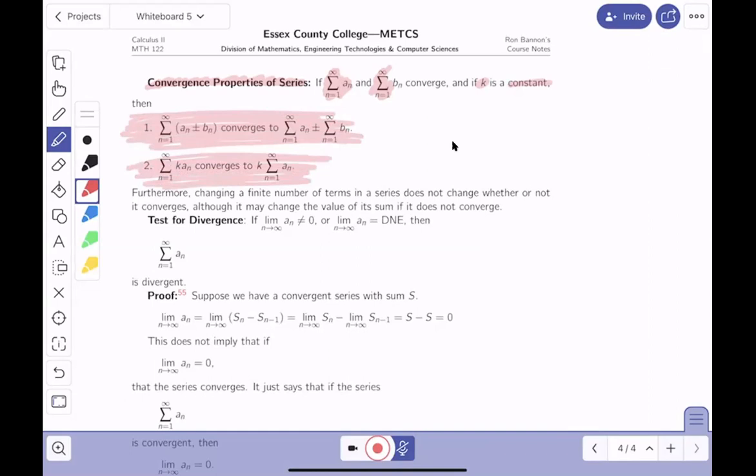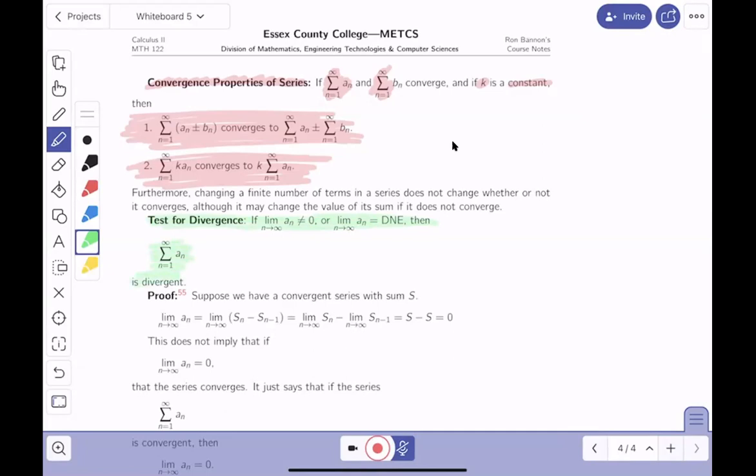Move things around, add them together, multiply by constants, yada, yada, yada. All right. So furthermore, changing a finite number of terms in a series does not change whether or not it converges, although it may change the value of its sum if it doesn't converge. This is real dangerous. Do not commute terms around. Don't do any groupings in a series unless you absolutely know it converges. All right. So let's go to the next thing up, test for divergence. Although not terribly useful in the long run, it is the simplest test possible. And let's read through it.